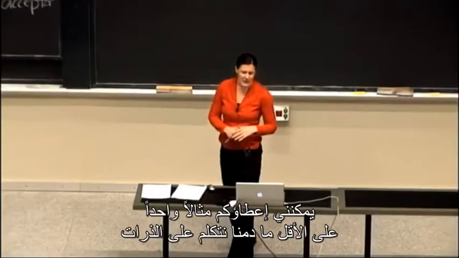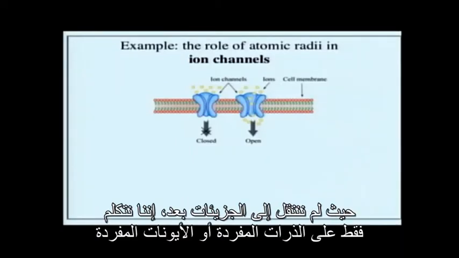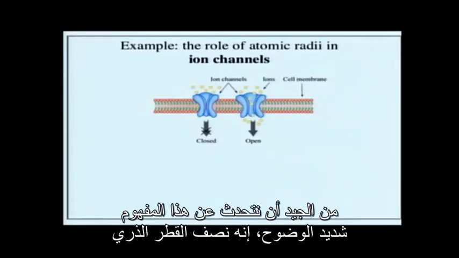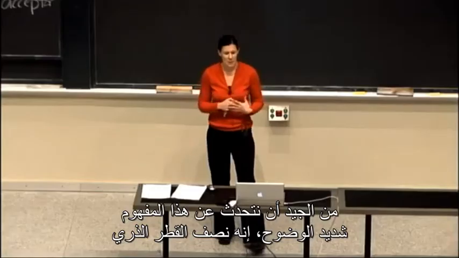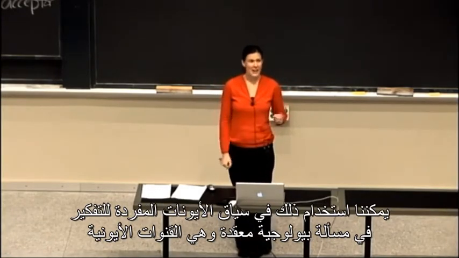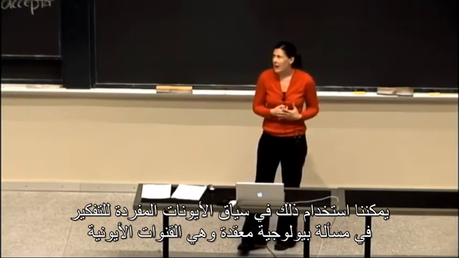However, I can give you at least one example while we're still on just talking about atoms. So we haven't gotten to molecules yet. We're just talking about single atoms or single ions. But what's nice is just talking about this very straightforward principle of atomic radius, we can already use that in terms of single ions to think about a really complex biological issue, which is to talk about ion channels.